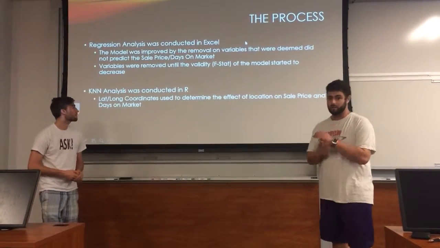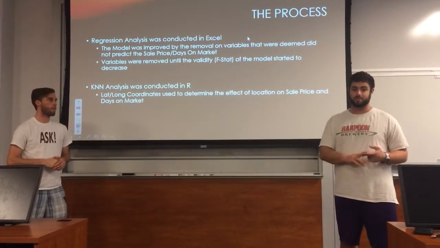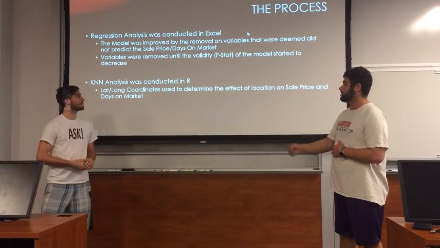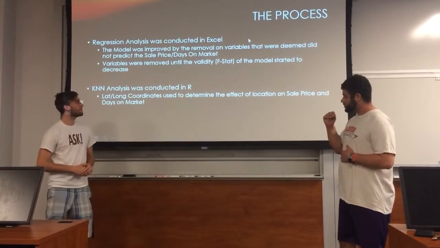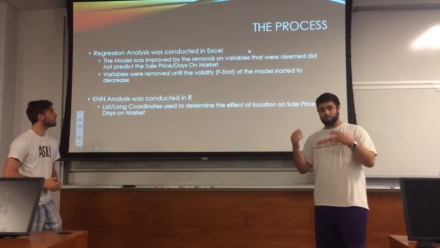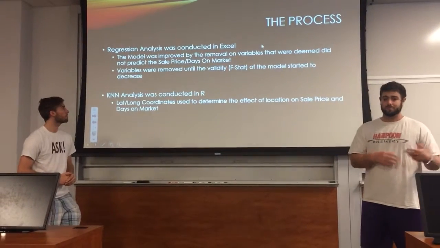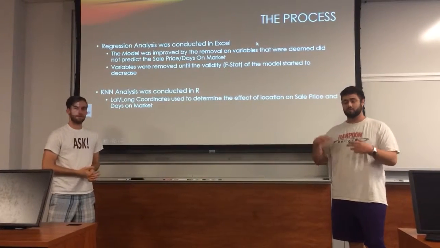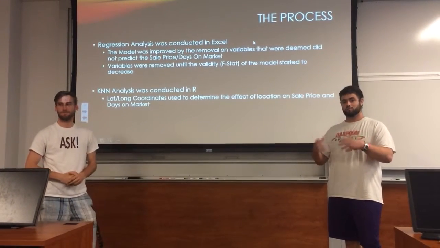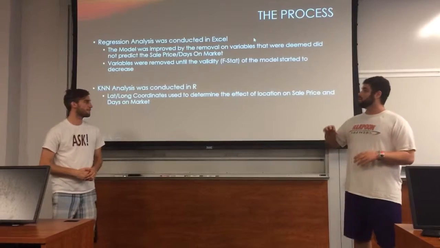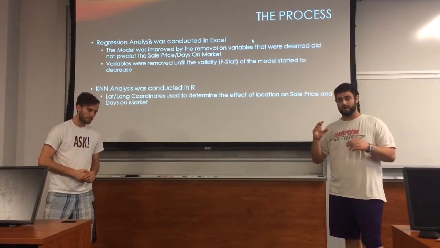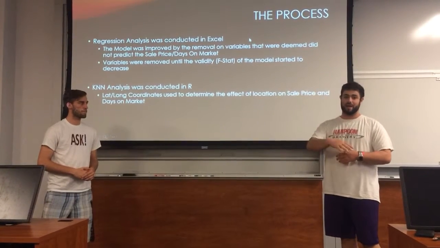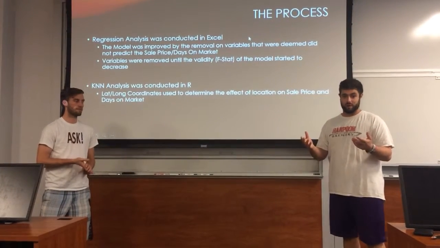So first we conducted a regression analysis. We conducted a regression analysis for the output of sale price as well as for the output of days on market. For the regression analysis, we improved the model by removing the variables with the lowest t-stat and then reran the analysis. So we would remove one variable at a time and rerun the regression in order to improve the model. And we stopped when we had an f-stat that was maximum. So once we removed an extra variable and the f-stat went back down, we stopped the regression analysis.